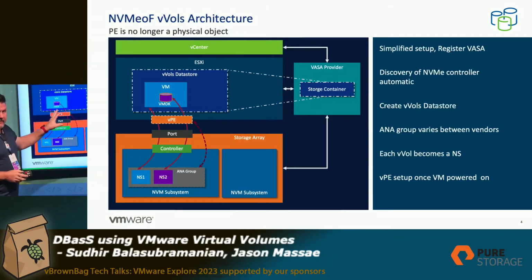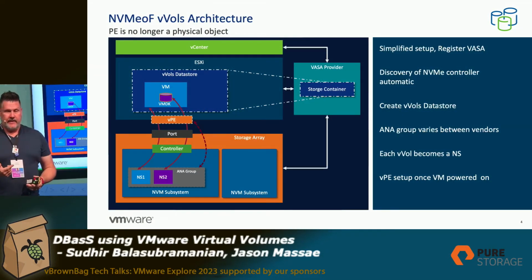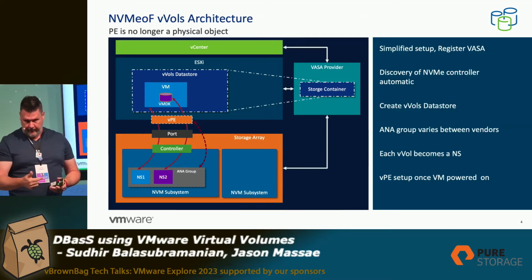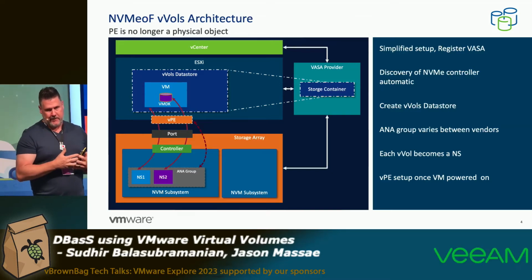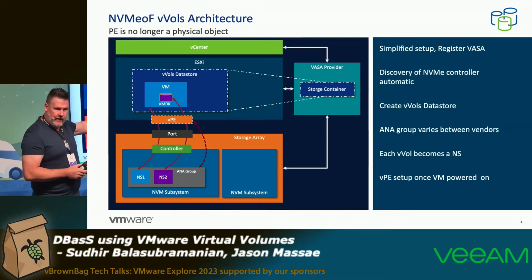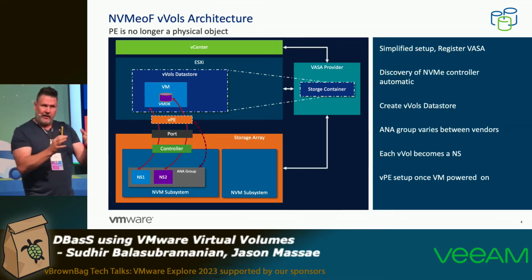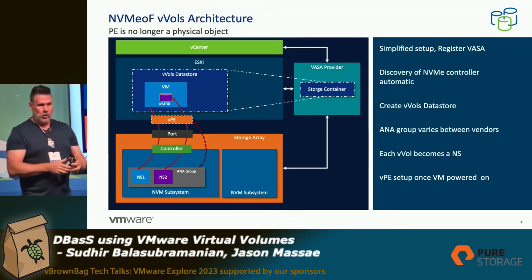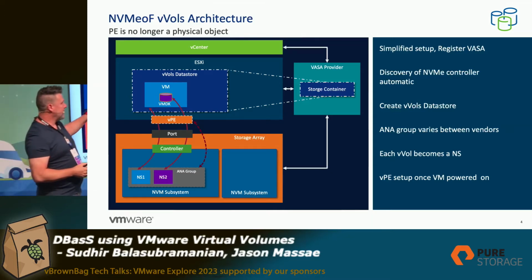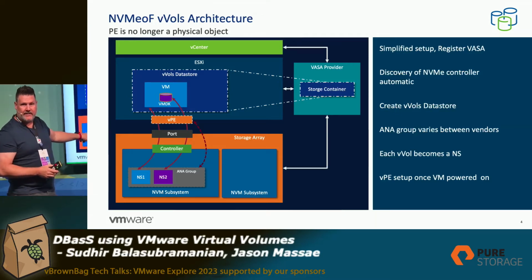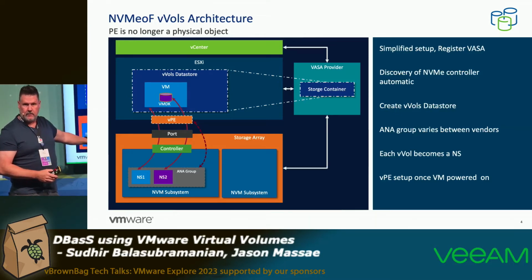So the other big advancement that we did, which we announced in vSphere 8, is we now also support NVMe over Fabrics with vVols. Now this is a perfect marriage of two awesome technologies, because with NVMe over Fabrics and NVMe, each storage allocation is a namespace, which you can think of as a LUN or a volume. Well, now the way we've got this set up is that each vVol object is now its own namespace.